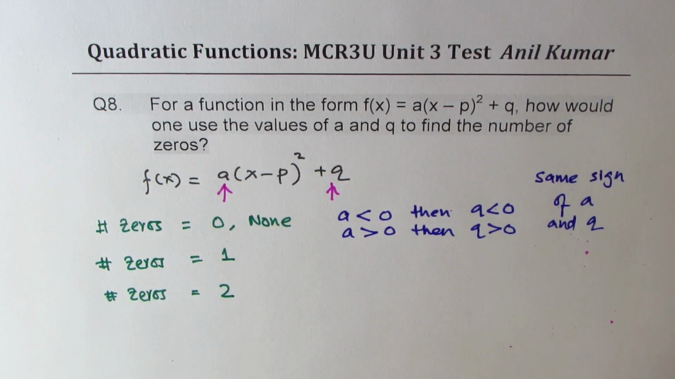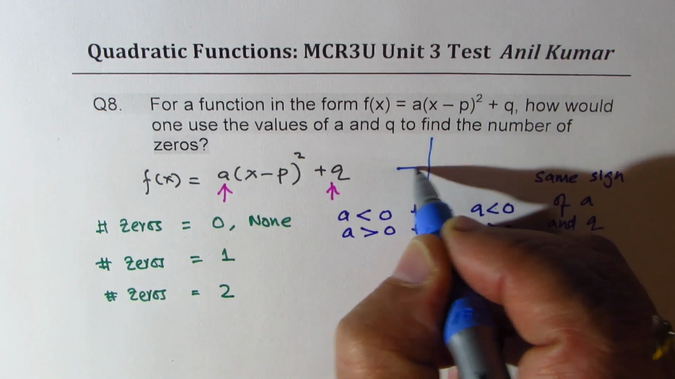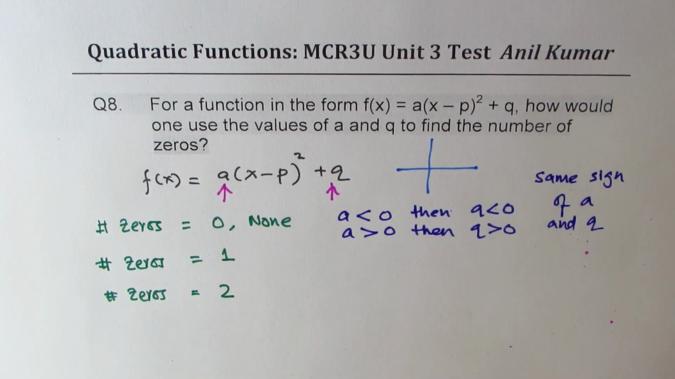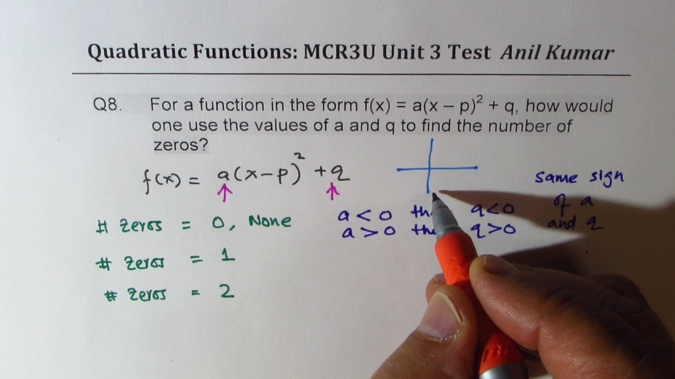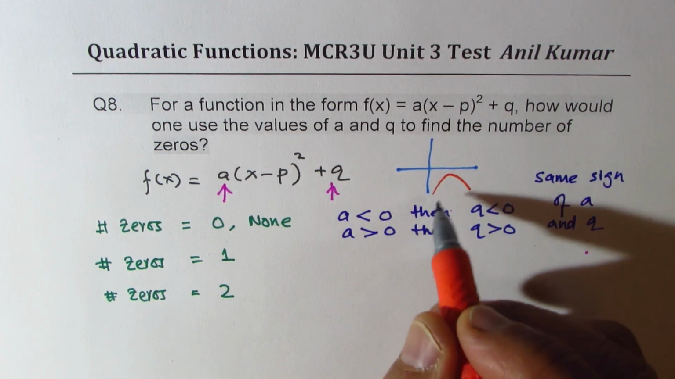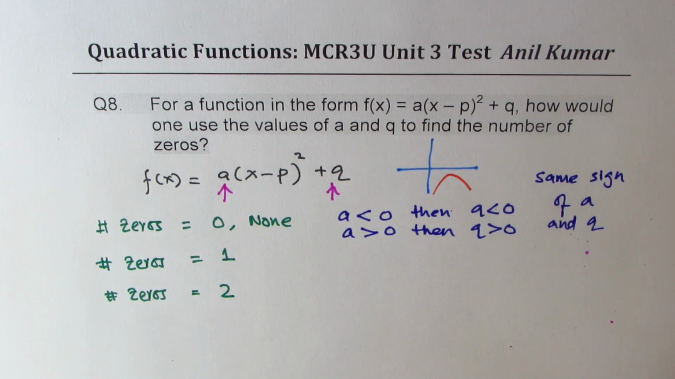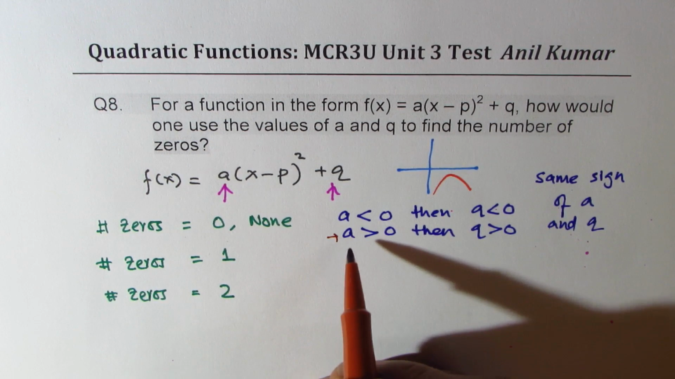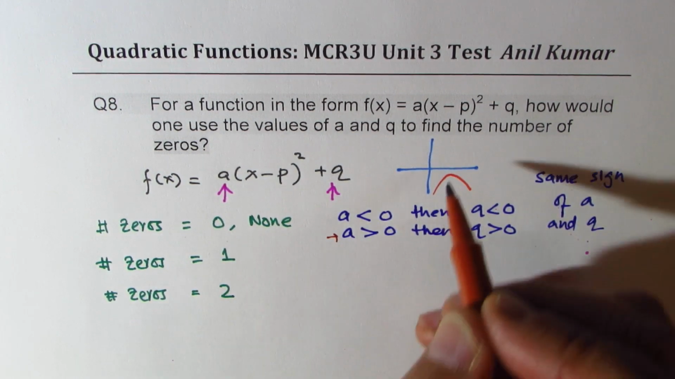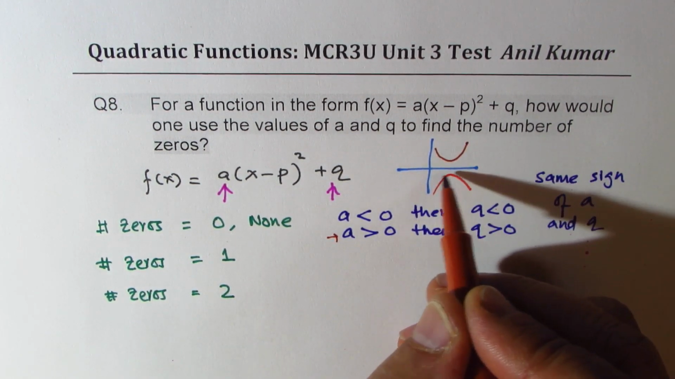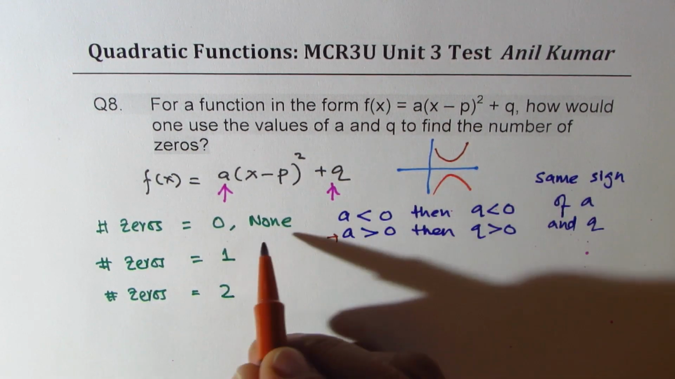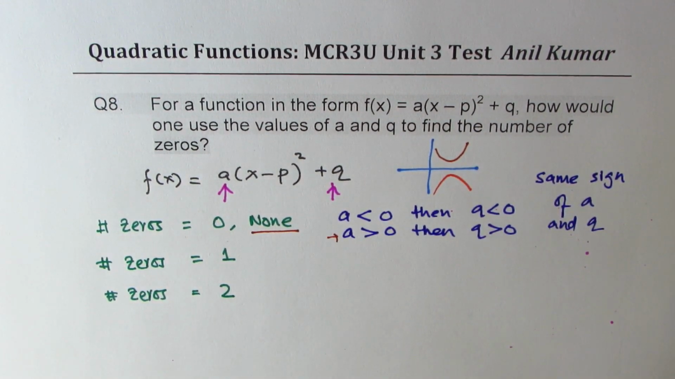So let me just sketch the condition here. If I go for the first condition, the parabola will be kind of like this: A is negative, opening downwards, Q is negative. And if I have the second condition, when A is positive and Q is positive, then the parabola will be above the axis. They are not crossing the x-axis, therefore none. Got it?